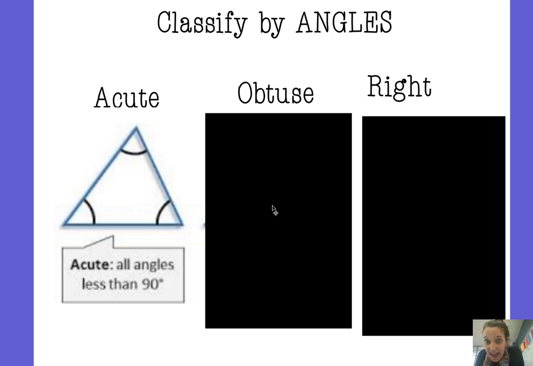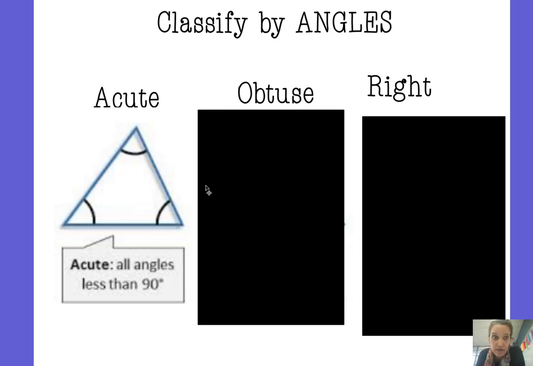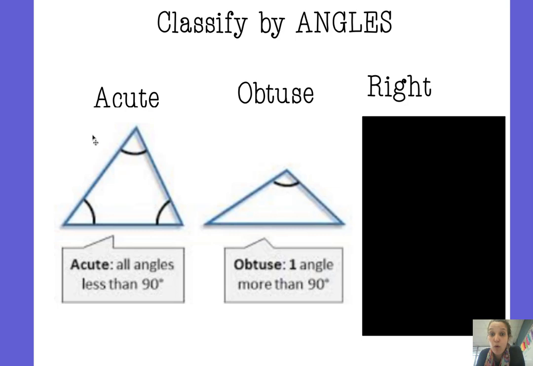If one of the angles is an obtuse angle, more than 90 degrees, then it's obtuse. So it'll have 2 acute angles and 1 obtuse angle. All you need is just 1 obtuse angle in order for it to be an obtuse triangle. You're only going to have 1 obtuse angle, and then the other 2 angles would be acute for it to be an obtuse triangle.